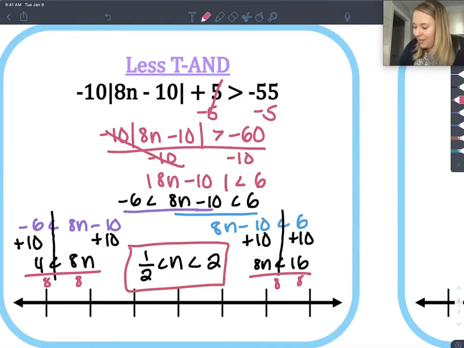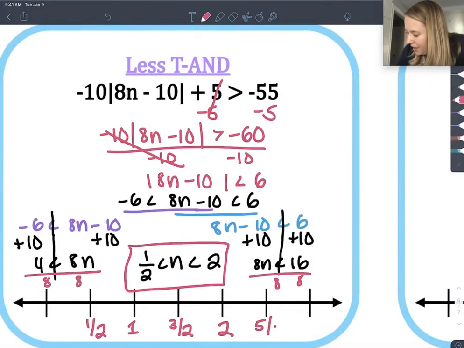Again, we can graph this. I'm going to have my 1/2. I'm going to have 1 here. This is going to be 3/2. This will be 2. So this one we can actually count up by halves to graph. And if you hear squeaking in the background, that's my dogs, and I apologize. Okay, so we have less than symbols, not equal to. So it's going to be open circles, and then they'll be pointing inward towards each other. And there we go. That's our graph for that one.